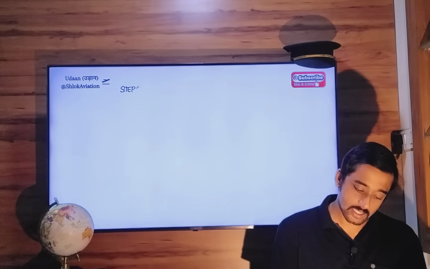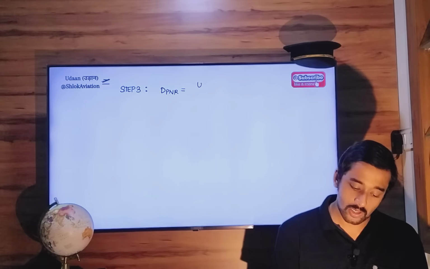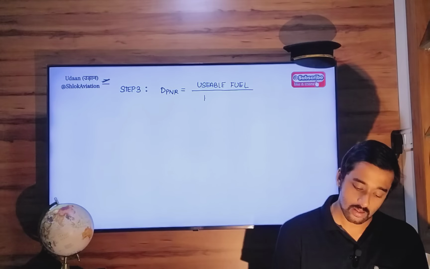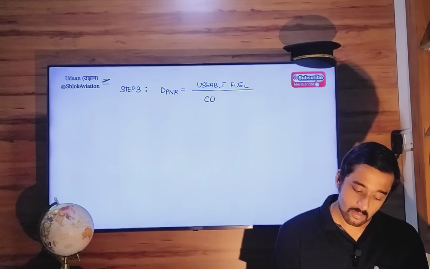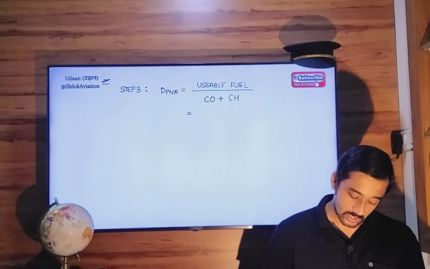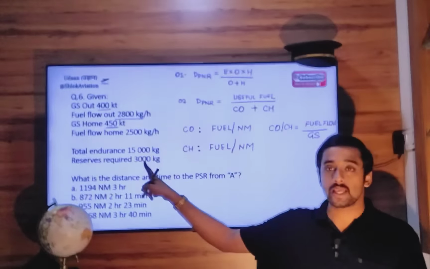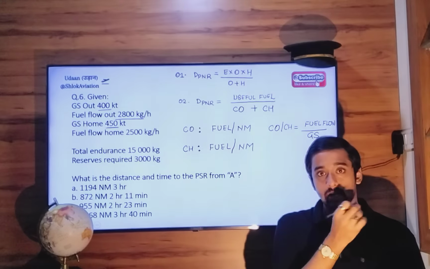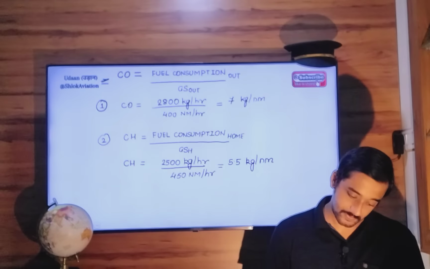Step number 3 is distance to PNR equals usable fuel divided by fuel consumption outbound plus consumption homebound. So what is usable fuel? Total endurance is 15,000. Reserves is 3,000. So out of 15,000, we have to subtract 3,000 because reserve fuel we cannot use. So usable fuel is 15,000 minus 3,000, that is 12,000.